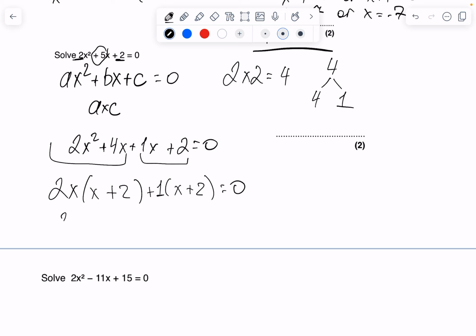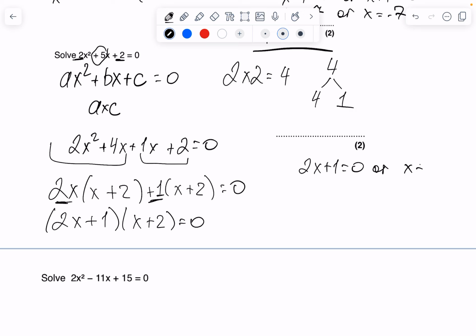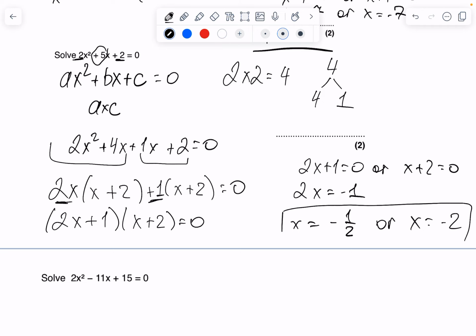Now, I have 2x plus 1 times x plus 2. That's it, and I just have to solve this. So make each set of brackets equal to 0. And that will give us x equals negative 1 over 2 or x equals negative 2. And those are our final answers.